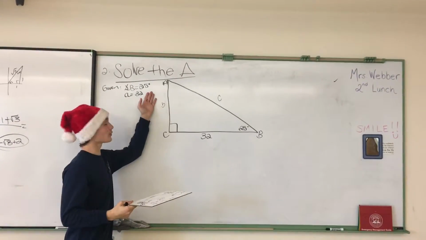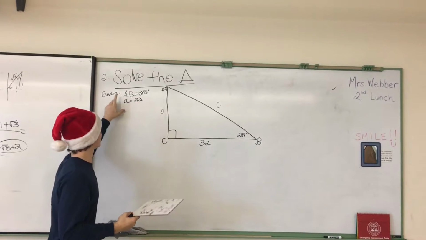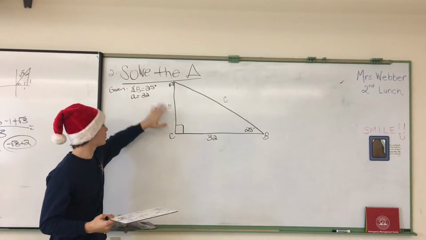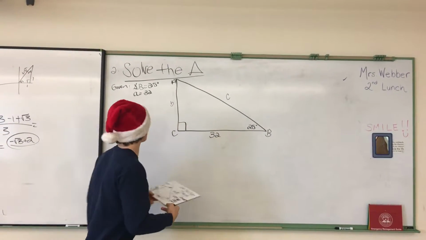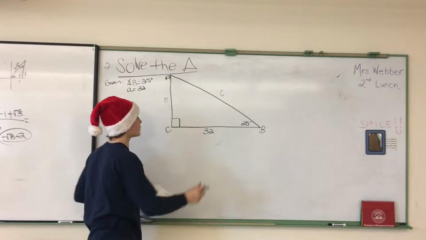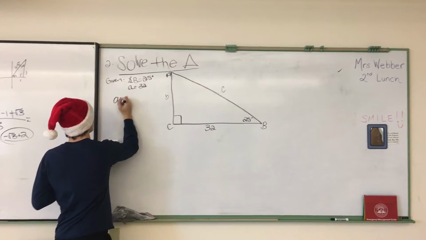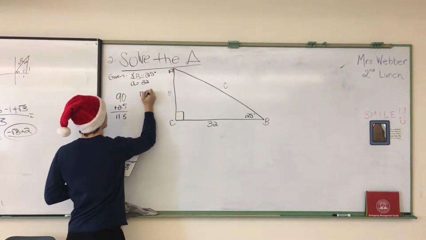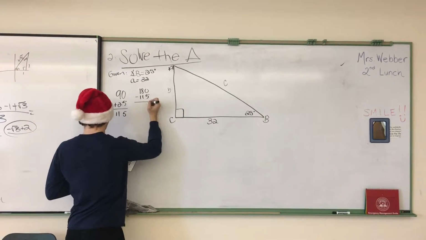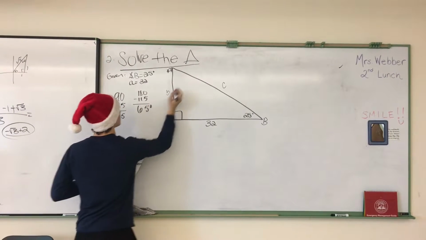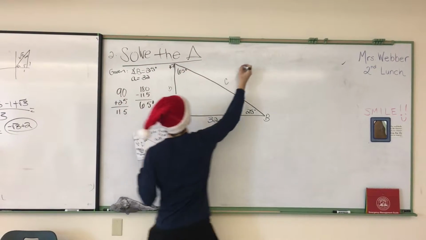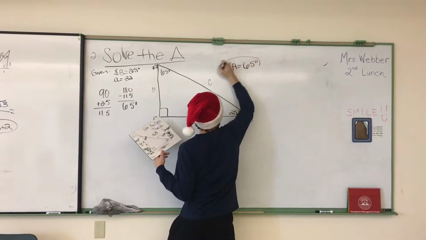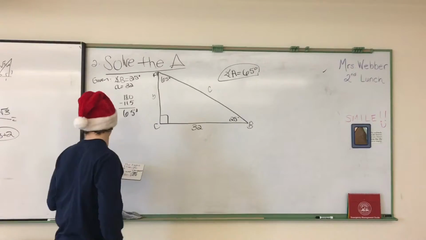Problem number 2, we're also going to solve the triangle again, but this time we are given angle B, which is 25 degrees, and side A, which is 32. First things first, we have to find angle A. So we take 90 and add 25, and you get 115. Then you subtract 115 from 180, which is 65 degrees. So angle A equals 65 degrees.